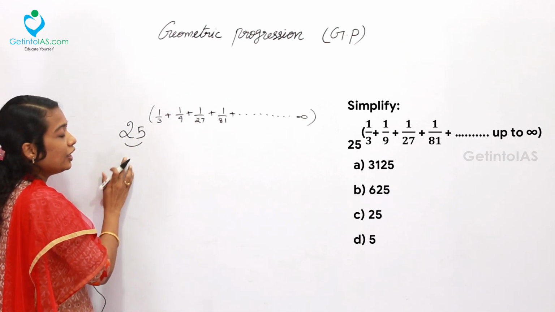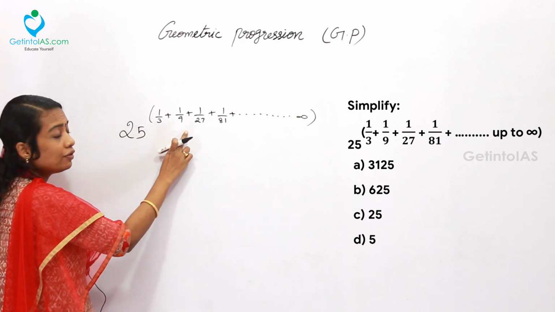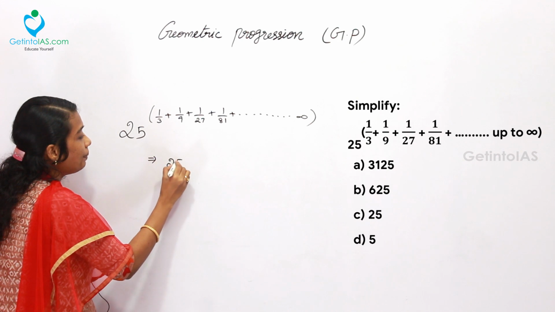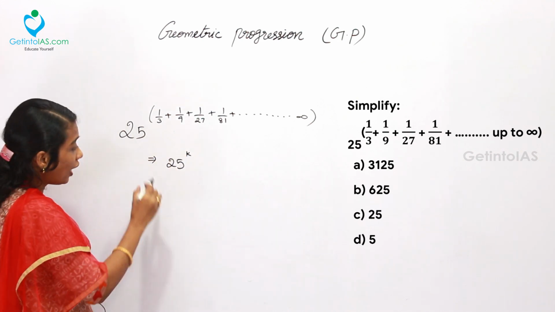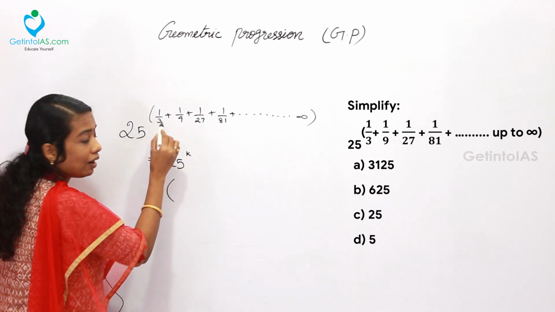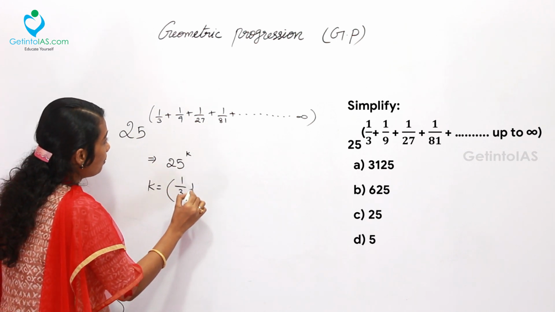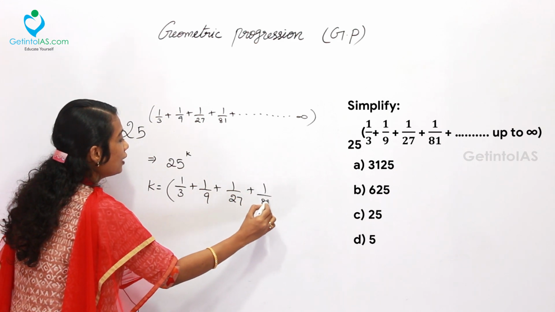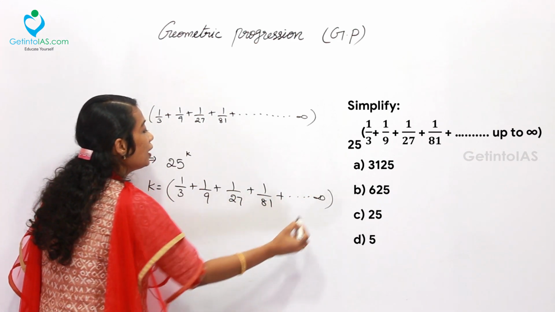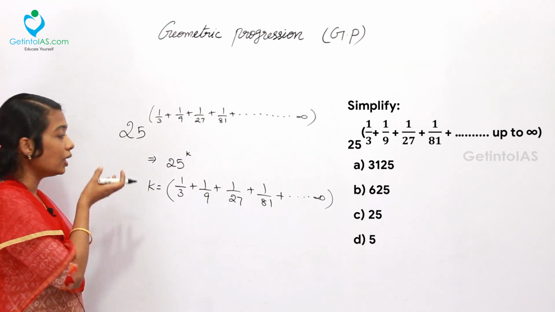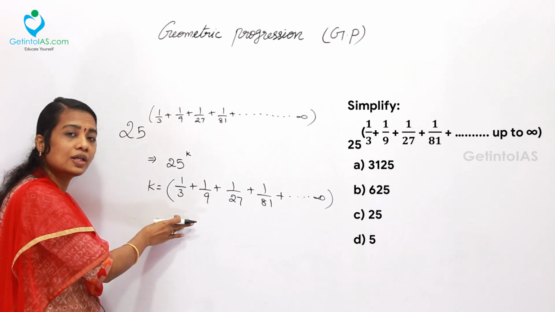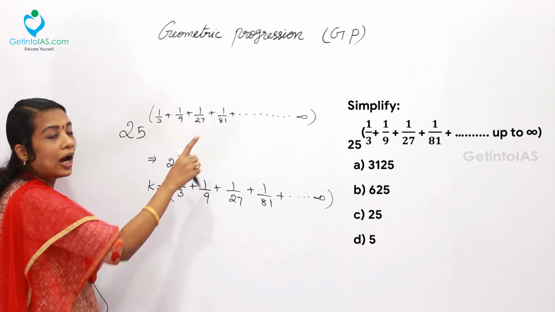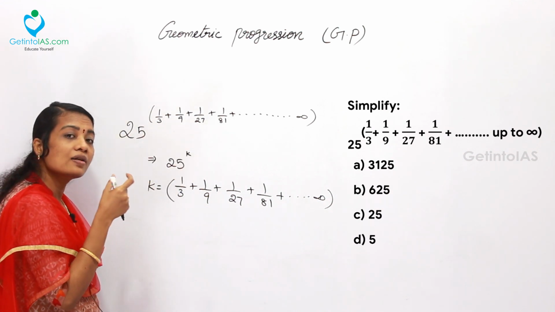So here 25 is the base. Powers are given here. So we can simply write this as 25 power k. So k is said to be having a series 1 by 3 plus 1 by 9 plus 1 by 27 plus 1 by 81 up to infinity. As of now, we have solved sums where the base itself has the series. But here, the base is only one single value. It is having the pattern of series as its powers.